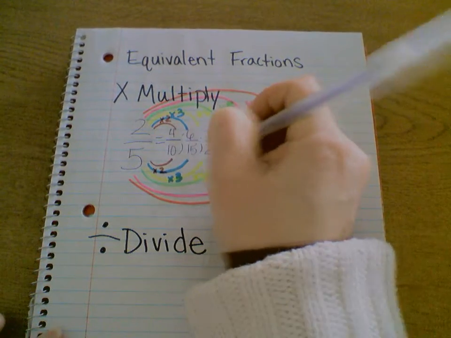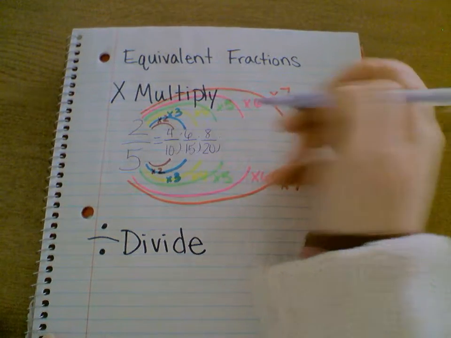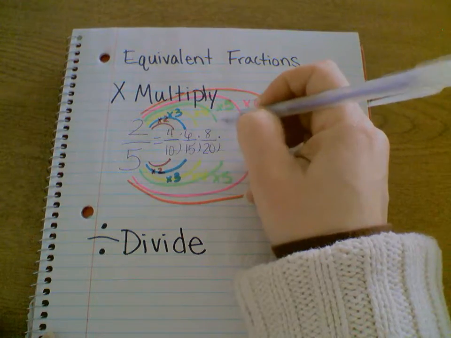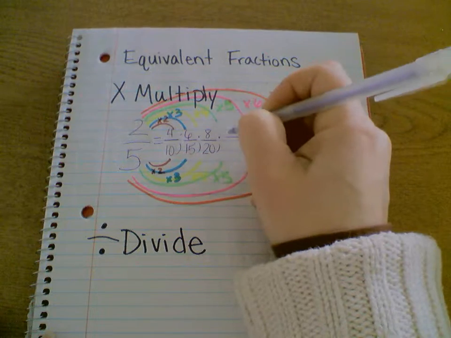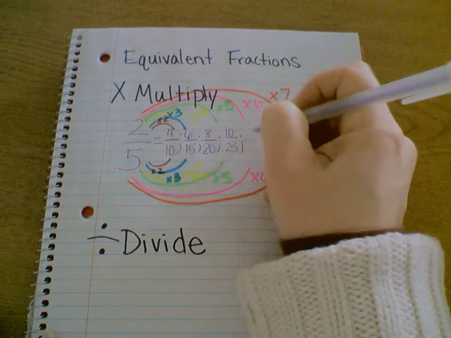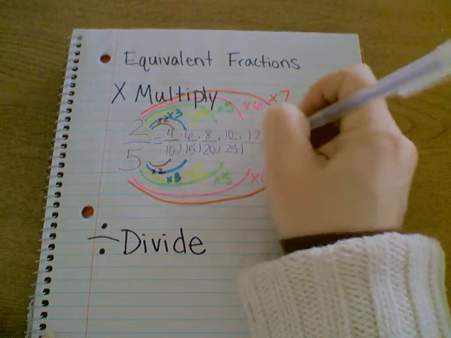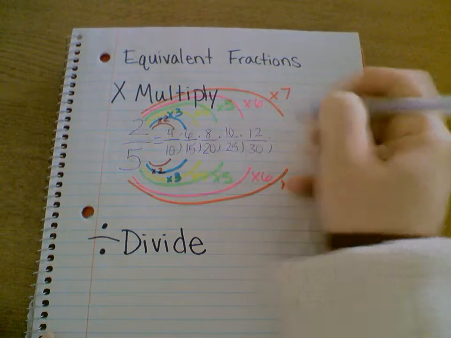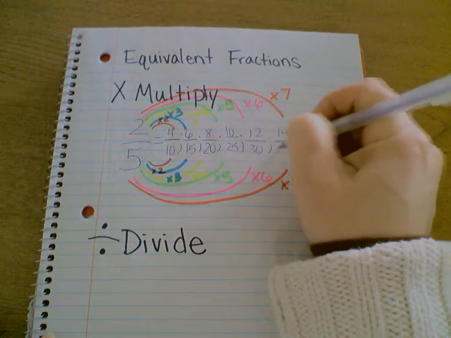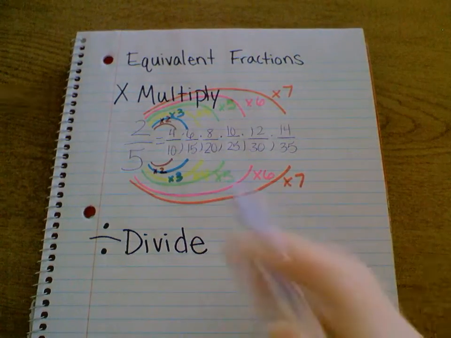Multiply by 4, I would get 8/20. And if I am going way too fast, you pause the video, you get caught up, and push play when you're done getting caught up. Multiply by 5, I would get 10/25. Multiply by 6, I would get 12/30. Multiply by 7, I would get 14/35. Okay, so you can see that pattern was happening.